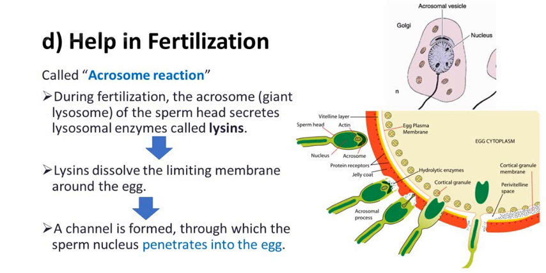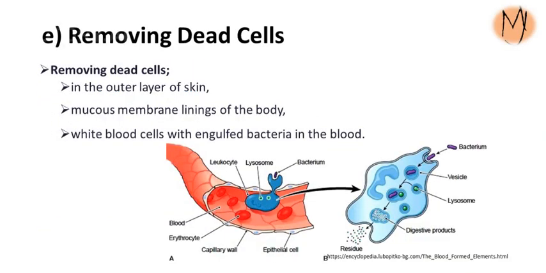This whole reaction is called the acrosome reaction. During fertilization, the acrosome, a giant lysosome of the sperm head, secretes lysosomal enzymes called lysins. Lysins dissolve the limiting membrane around the egg. A channel is formed, through which the sperm nucleus penetrates into the egg. Lysosomes also play a role during dead cell removal in the outer layer of skin and mucous membrane linings of the body. They also help to remove bacteria in white blood cells.